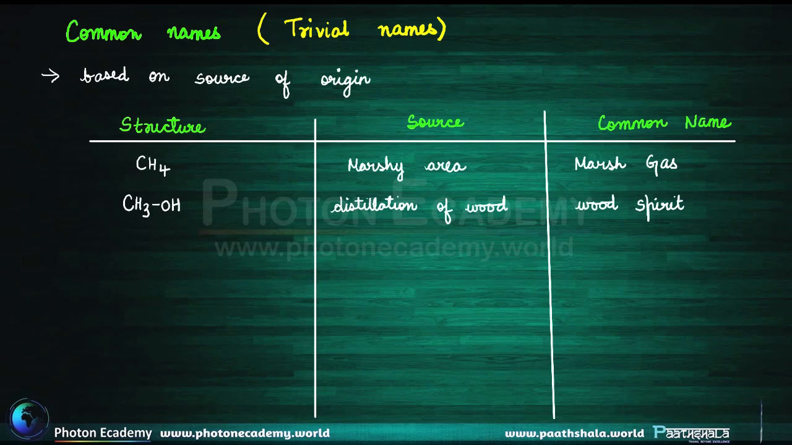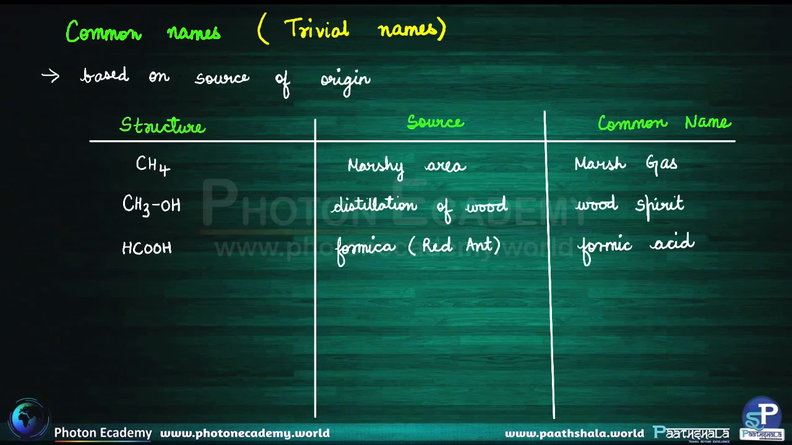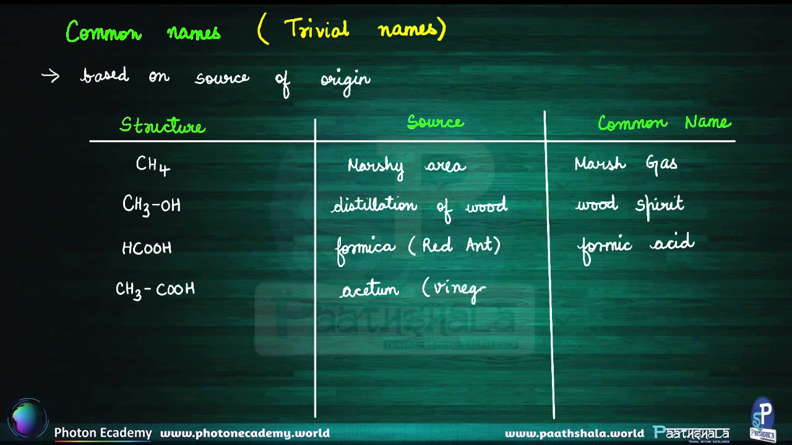Third one, if we have HCOOH present, so here this is obtained from formica, which is the red ant, and the common name is formic acid. Next, if we have CH3COOH, then the source is acetum, that is vinegar, commonly called vinegar, and therefore the common name is acetic acid.